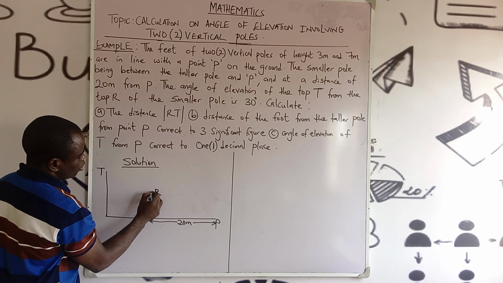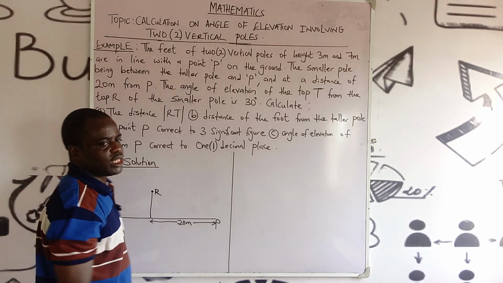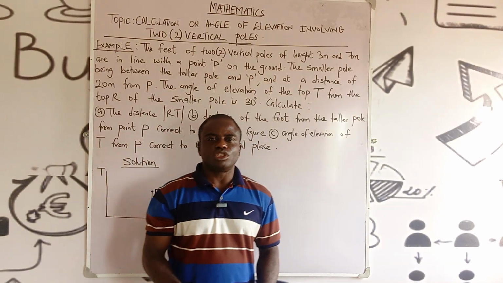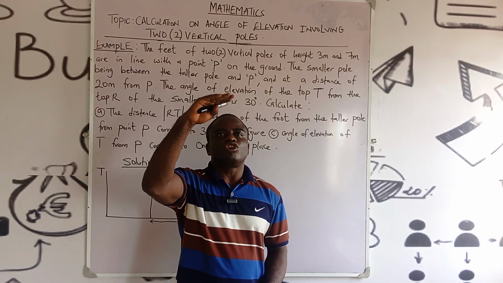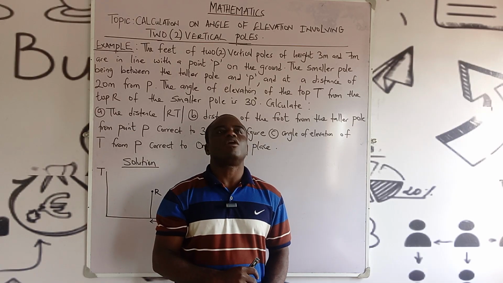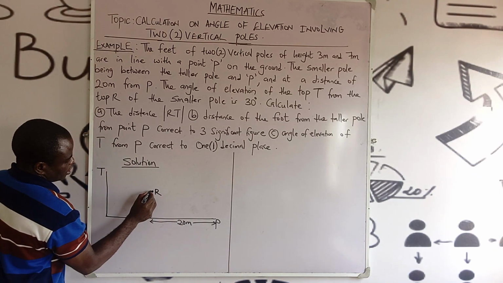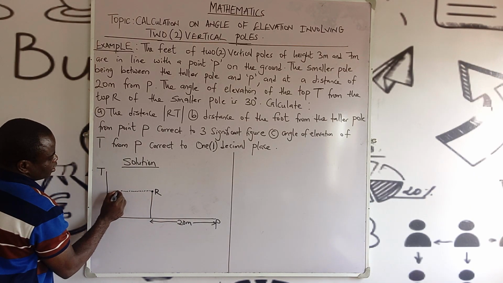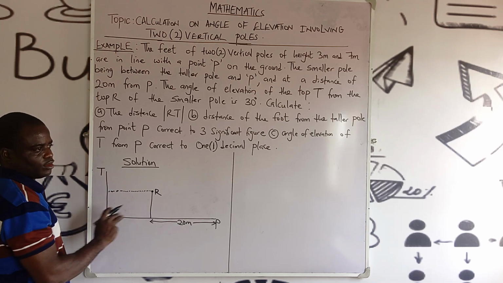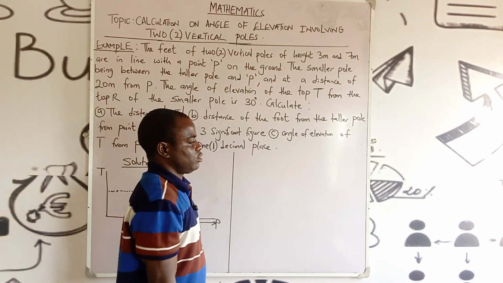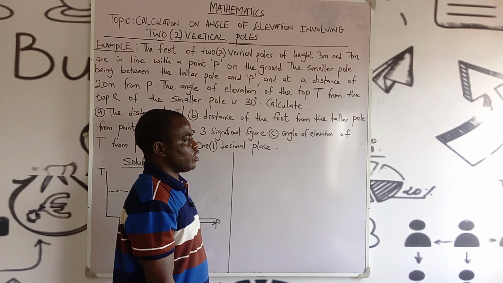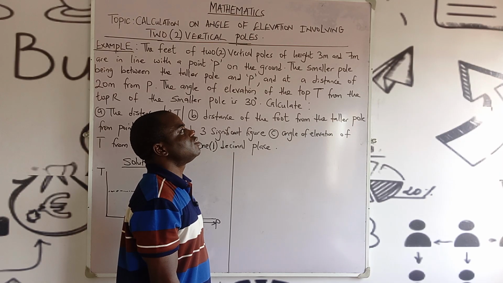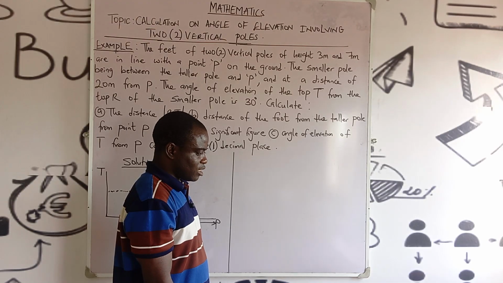And the angle of elevation of the top T from the top R. Okay, it is given here to be top R. The angle of elevation means you are at a point at which you look up to see the top of the taller pole. You raise your head up. This is the normal eye level at which a human being looks straight normally. But when you want to carry out the angle of elevation, from the normal eyesight you raise it up. That's angle of elevation. But if you are bringing it down, that's the angle of depression.